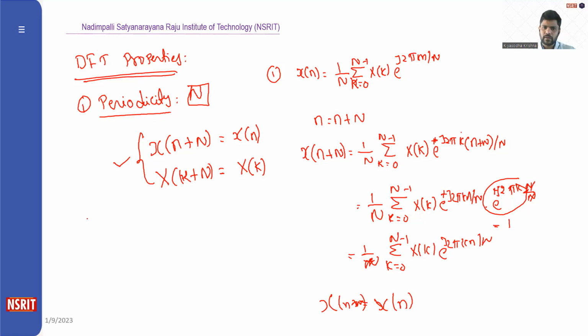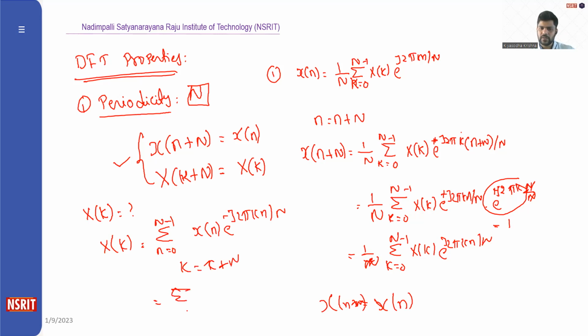Similarly, if you want to calculate X of k, simply take the formula: summation n equal to 0 to N minus 1 x of n e to the power of minus j 2 pi k n by N. Replace k with k plus N. So you will get summation n equal to 0 to N minus 1 x of n e to the power of minus j 2 pi k n by N, and finally it is X of k only you will get, where it is X of k plus N.